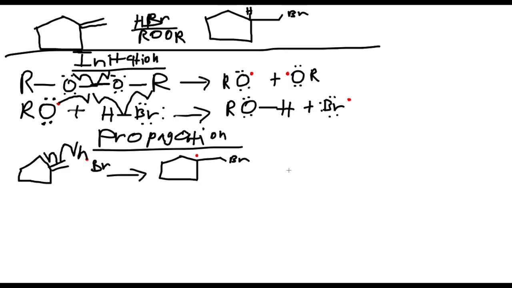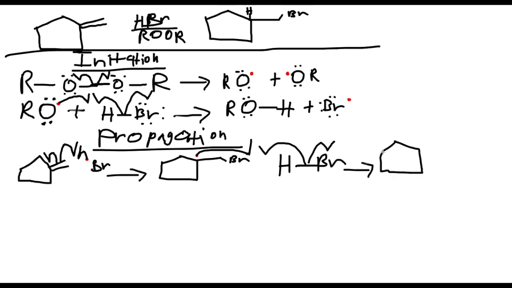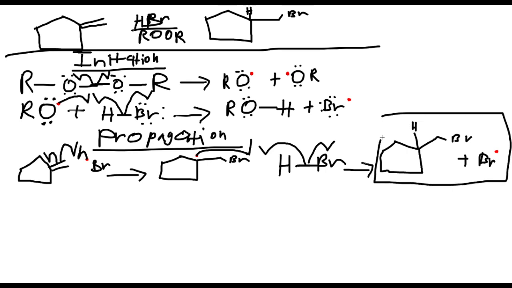Now from here we have to react this with HBr, so we'll get rid of the radical. We have HBr over here, and so we form a bond between the radical and the hydrogen, and the bromine gets one electron to form a radical. So from here we would have this: the bromine right here, and then the hydrogen here, plus the radical that we have formed with the bromine. Okay, well this is it for the propagation, and this is our answer that we have up here.